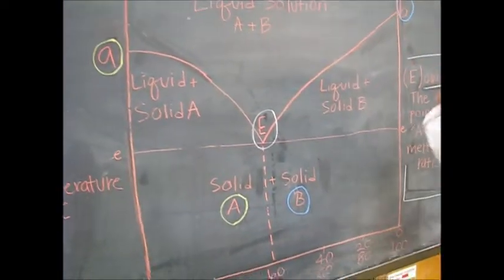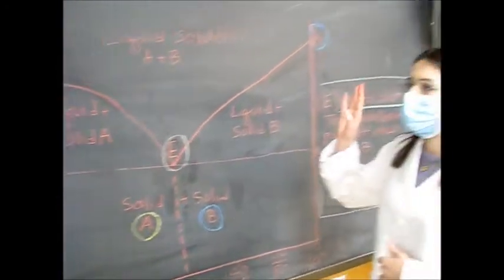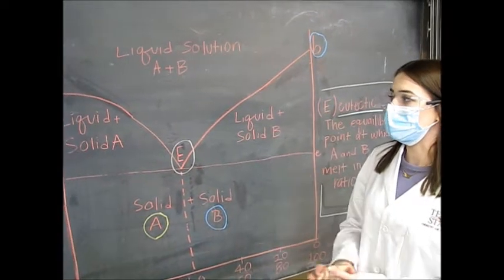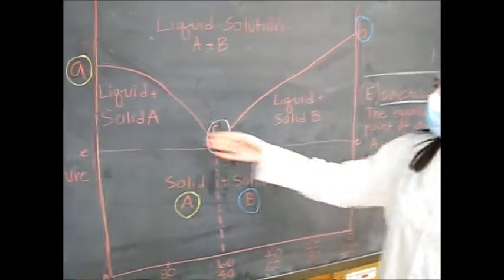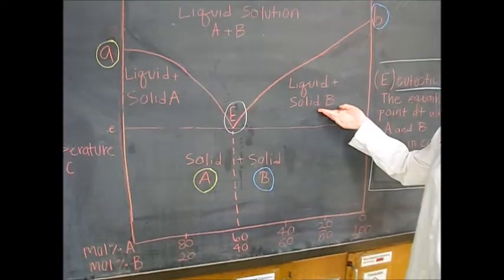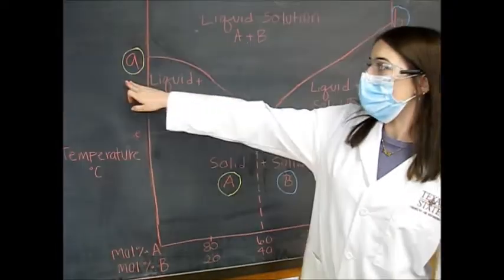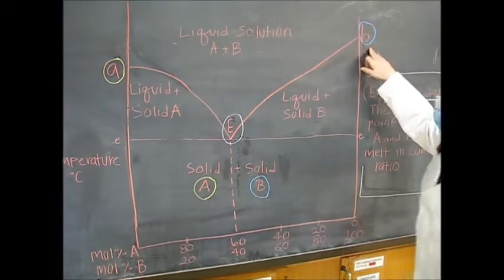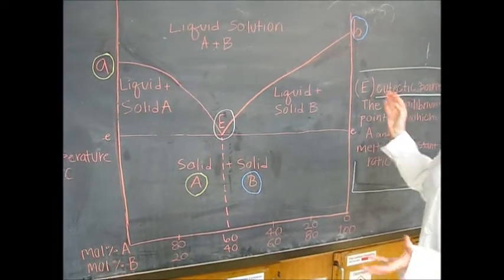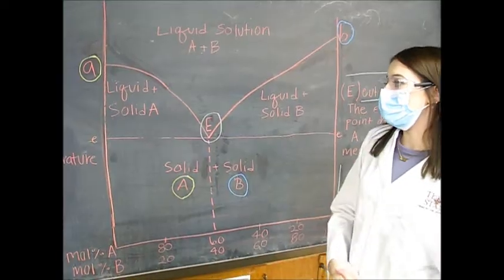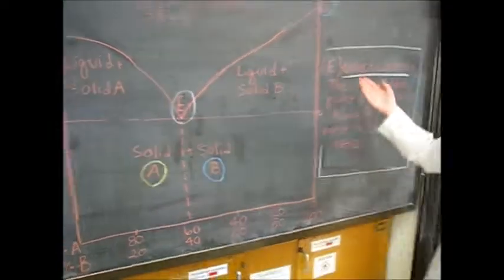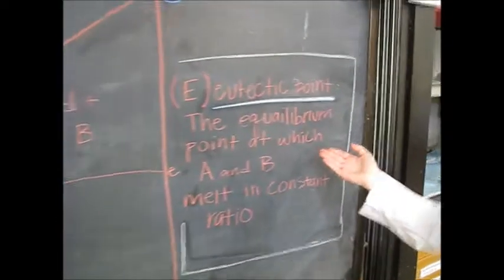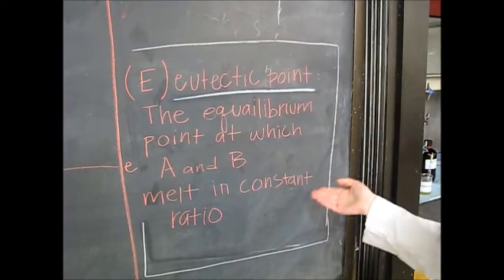So we can use composition diagrams to help us figure out the melting points of mixtures of two different compounds. In this hypothetical graph, we have solid A and solid B. Each component has its own melting point, but when added together in a mixture, they create a new melting point, the eutectic point. The eutectic point is the equilibrium point at which A and B will melt in constant ratio.